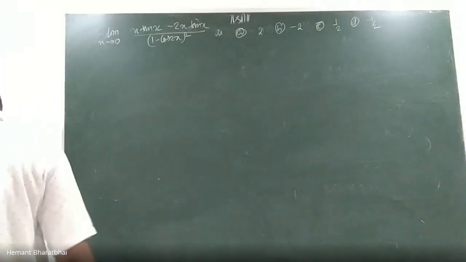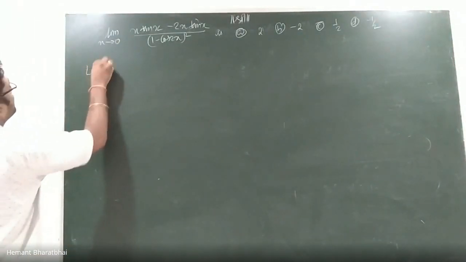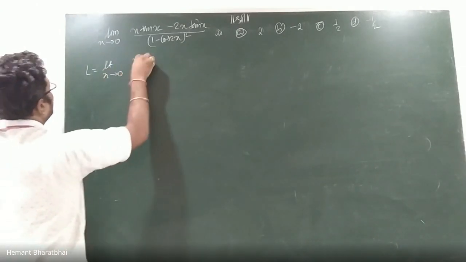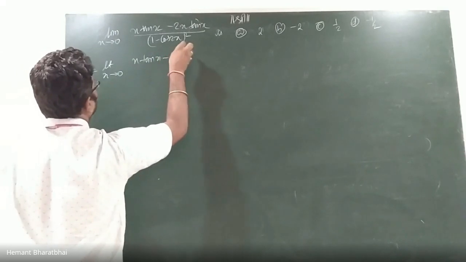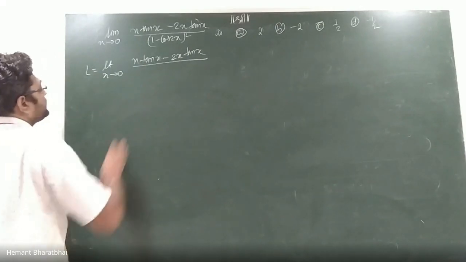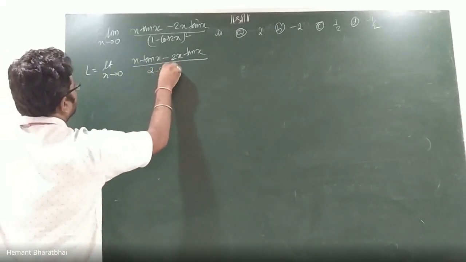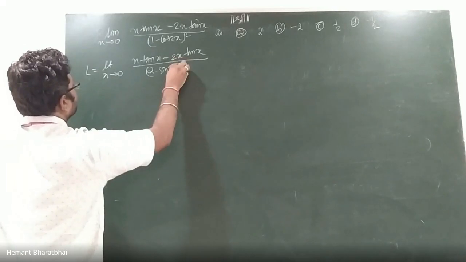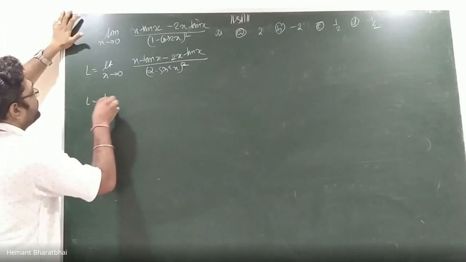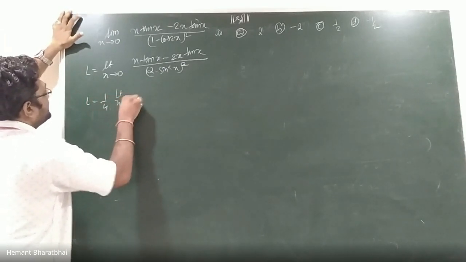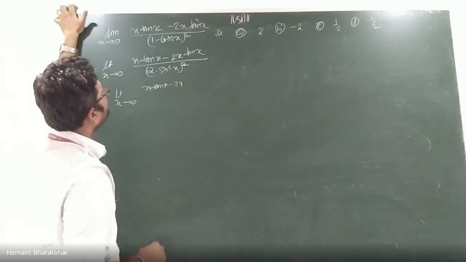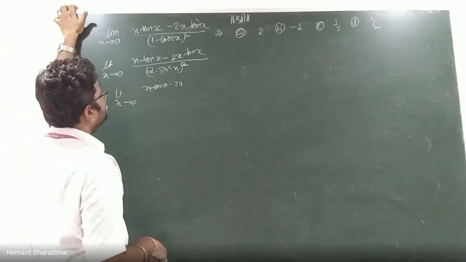We have to solve this limit. L is equal to limit of x tends to 0, x tan x minus 2x tan x upon 1 minus cos 2x, which is 2 times sin square x, the whole square. So 2 square is 4, 4 will be taken outside the limit, so L is equal to 1 by 4, limit of x tends to 0, x tan x. So x also can be taken common, right?